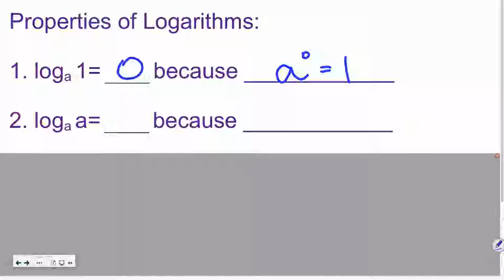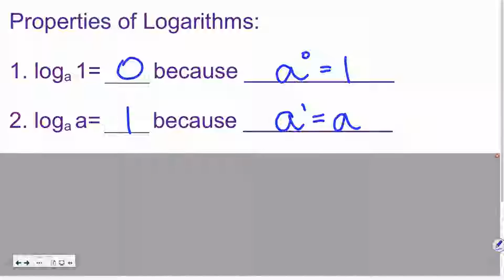Okay, that was quick. Okay, Austin, log base a of a, what is it? 1. Okay, why? Because anything raised to the first power is itself. Okay, Dallas, do you agree? Yes. You do agree. Okay.